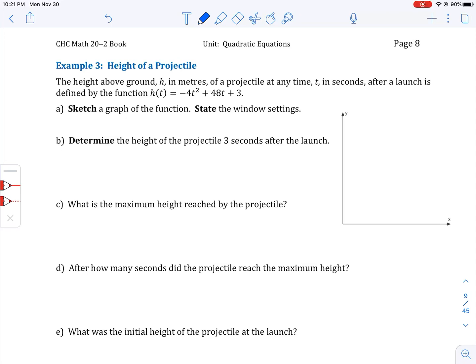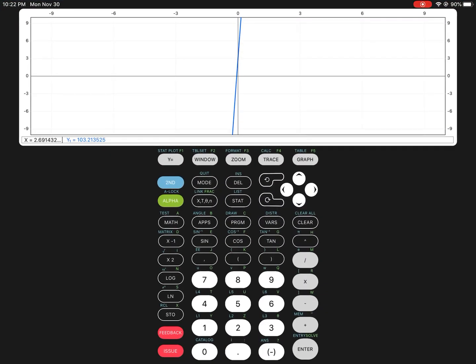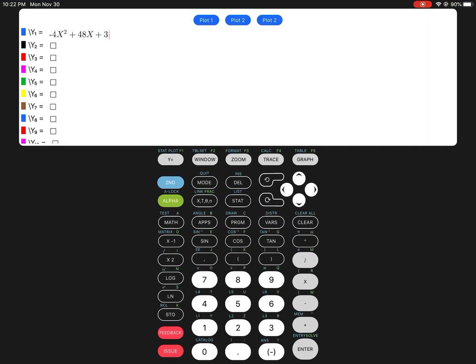So the height is our y-axis. So I'm going to put h, height in meters, and of course our time in seconds goes along our x-axis. Now notice we're just mostly concerned with our first quadrant here, and we want to sketch the graph and state the window settings. So I've already entered that equation into my calculator. If you haven't done so, then pause the video and do that.